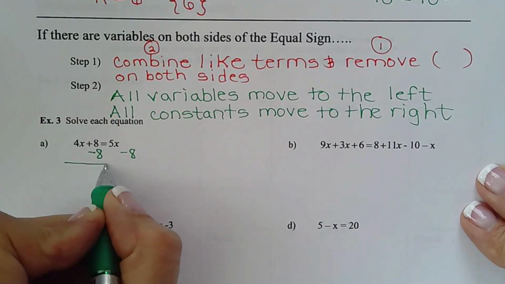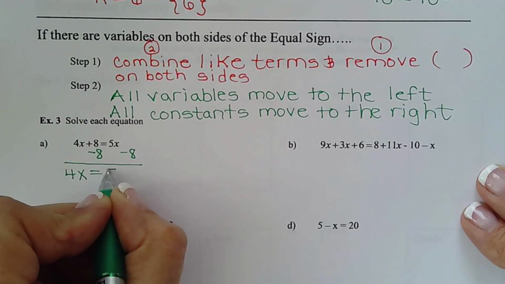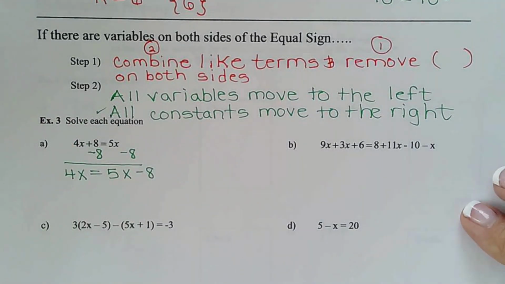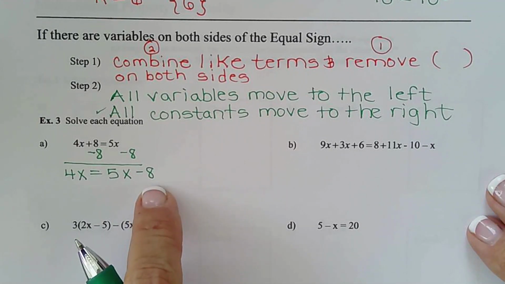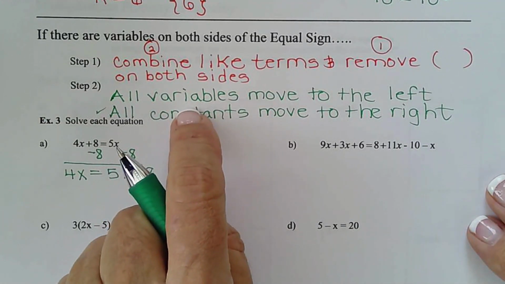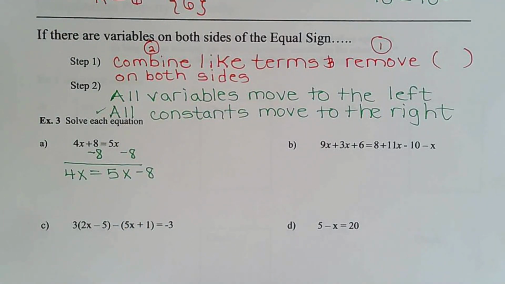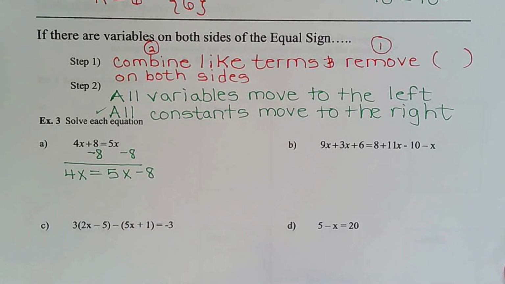And so now I have 4x equals 5x minus 8. So this step's done. All my constants, anything without letters, are now on the right. So now I go up to this. I need all variables to the left. And this is where students make a lot of mistakes. They go 4x plus 5x, 9x. Never.